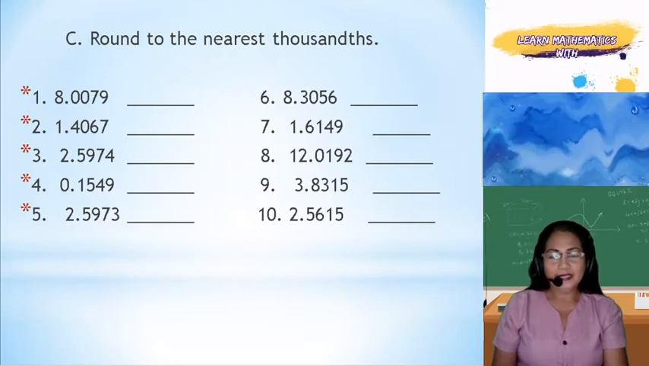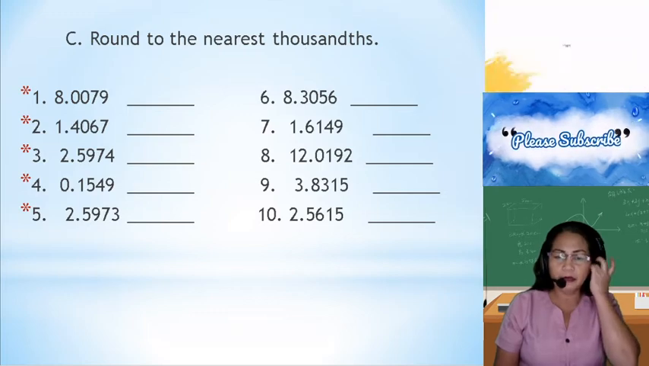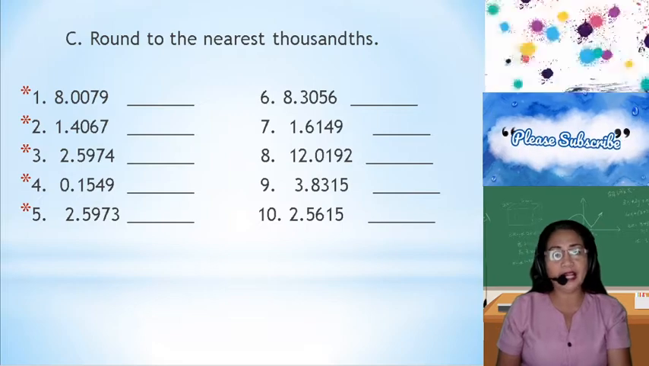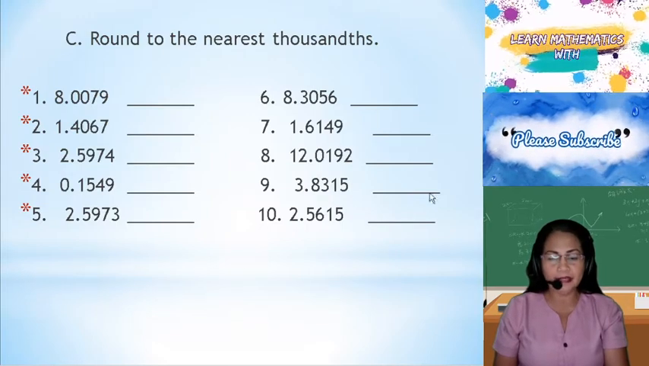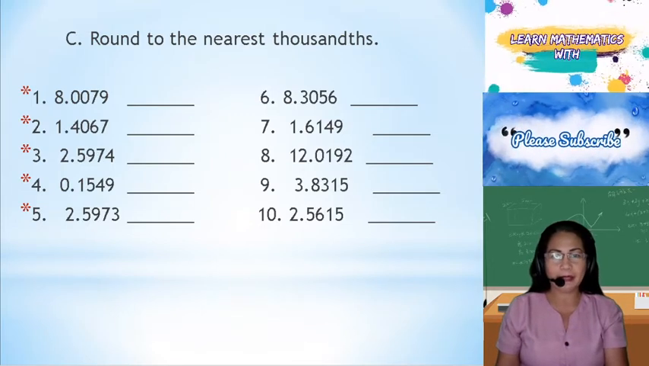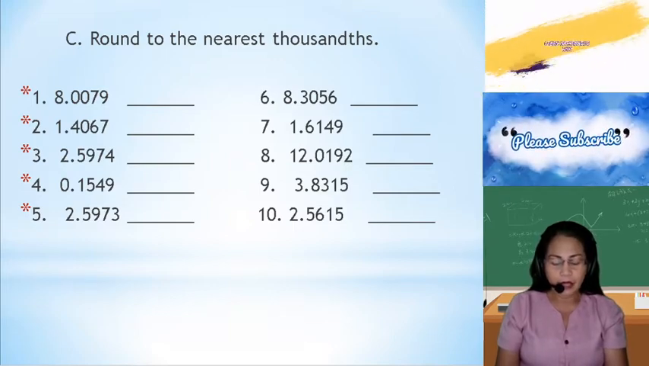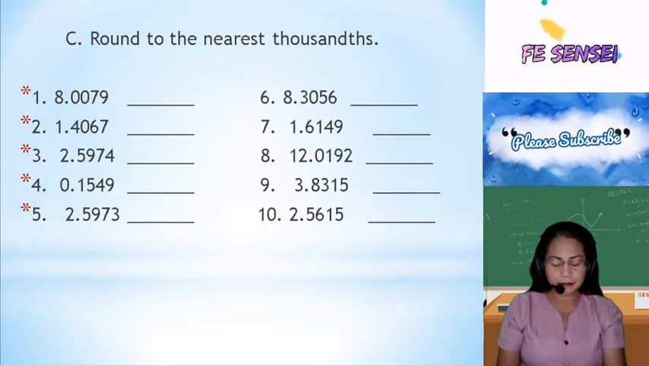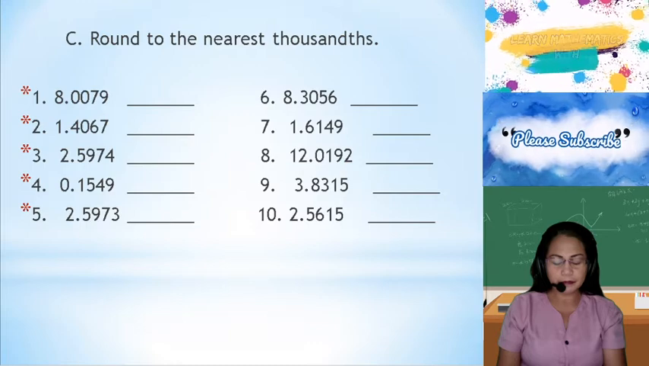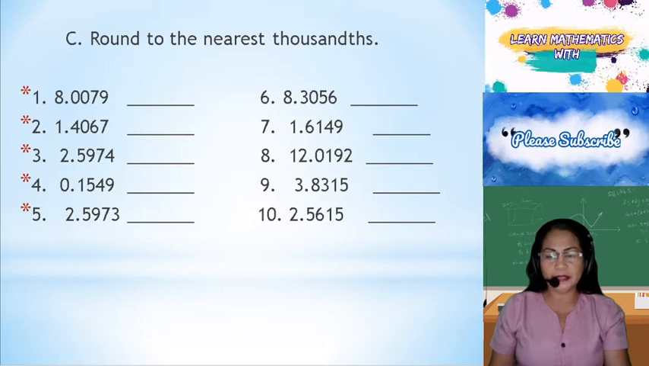Okay. So, remember, you're going to round off the number to the nearest thousandths. Therefore, there are 3 digits after the decimal point. Go, go, go! Okay. Are you done? Let's check your answers.